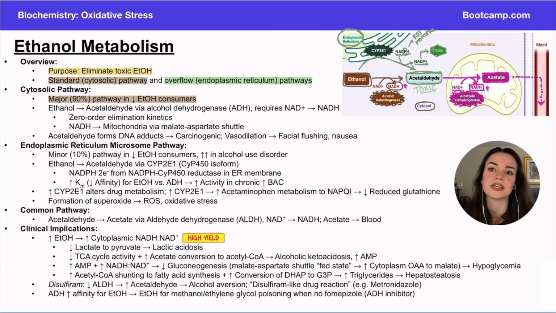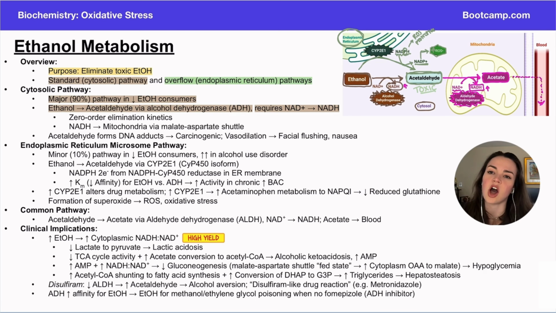So let's go back to our outline here and fill in a couple of those gaps now that we have our framework. We'll start by talking about the cytosolic pathway. That cytosolic pathway was mediated by alcohol dehydrogenase and turned ethanol into acetaldehyde. And this reaction, remember, required NAD+ to turn into NADH.